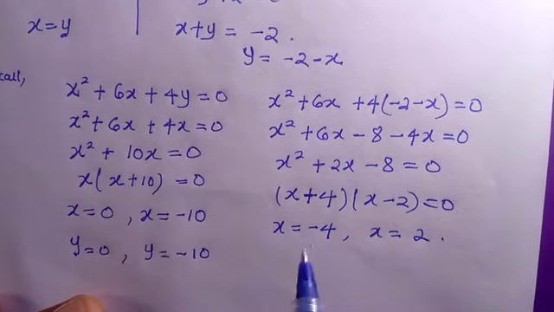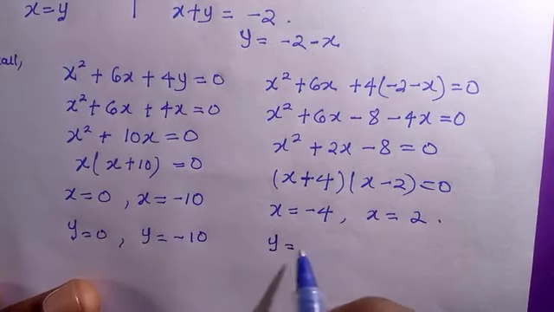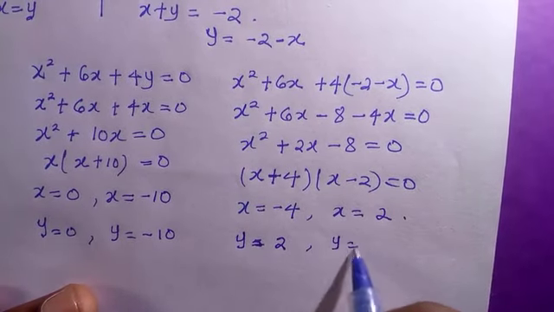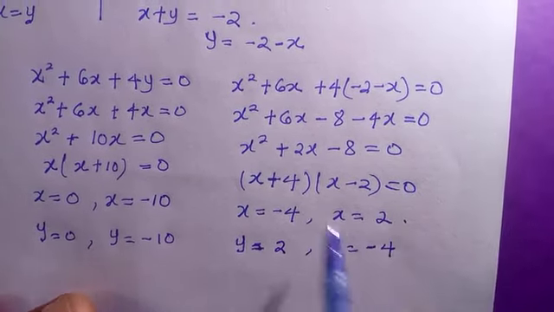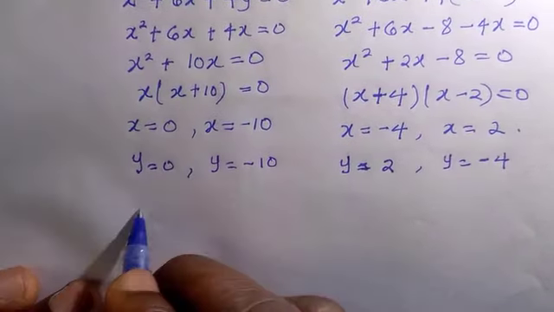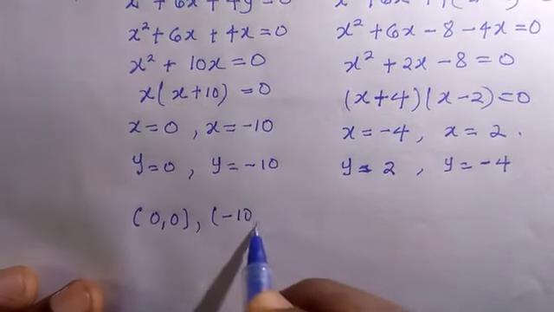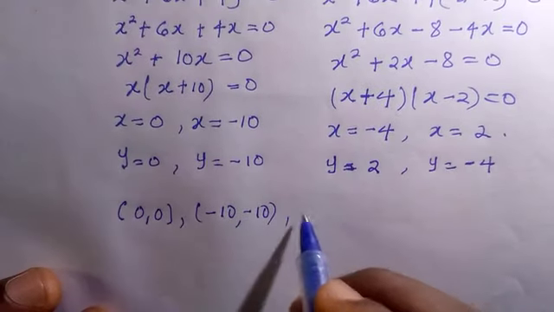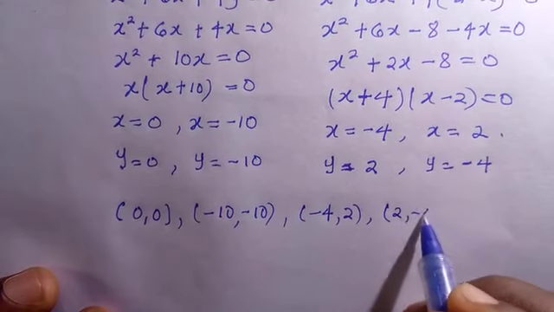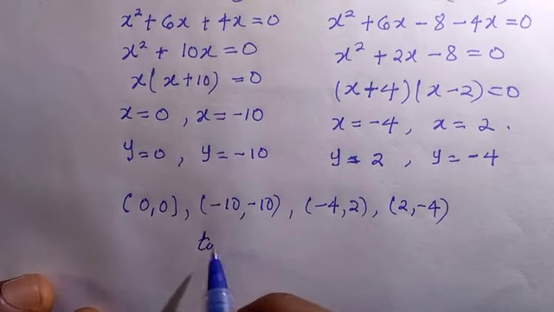So for this one, again, we also have when x equals to minus 4. If you substitute it in this, we are going to have y equals to 2. And for this, if x equals to 2, we have y equals to minus 4. And which we have determined all the points. So, and if you write this in coordinate, x is 0, y is 0, x is minus 10, y is minus 10. And here is x is minus 4, y is 2, and here is x is 2, y is minus 4. All this one, we call them the critical point.